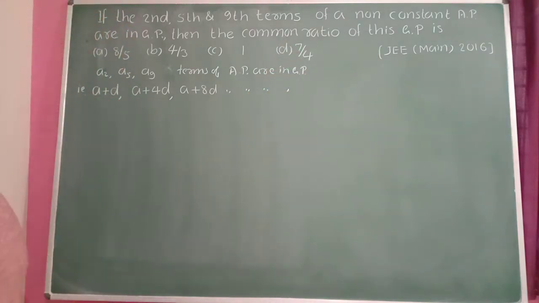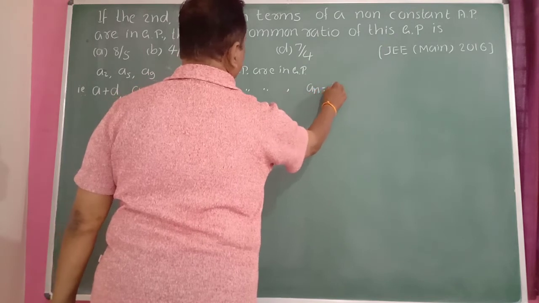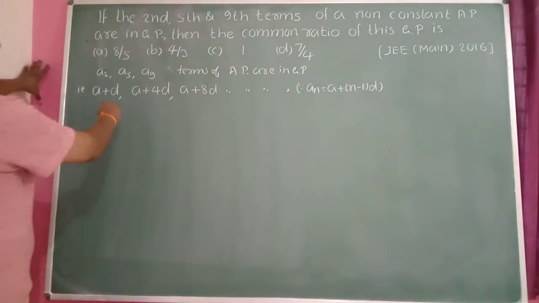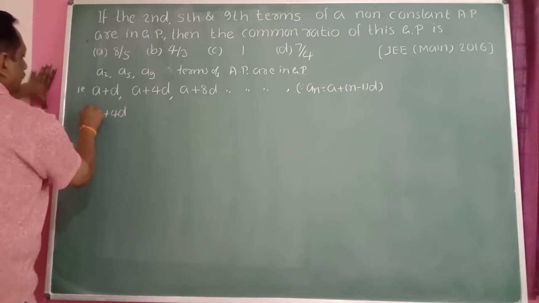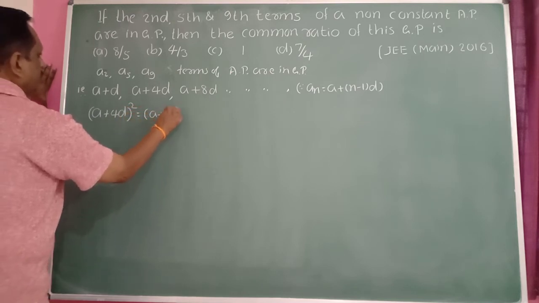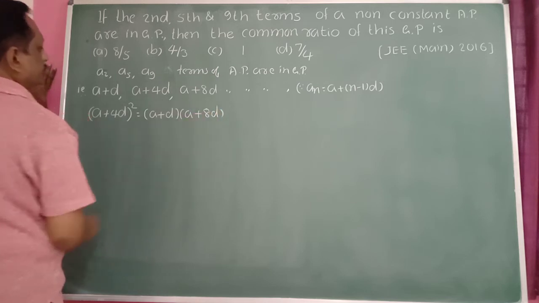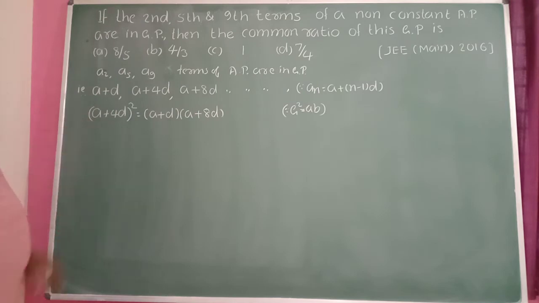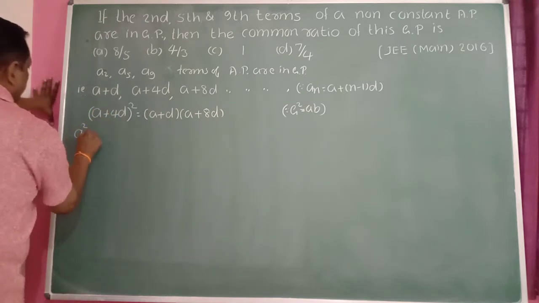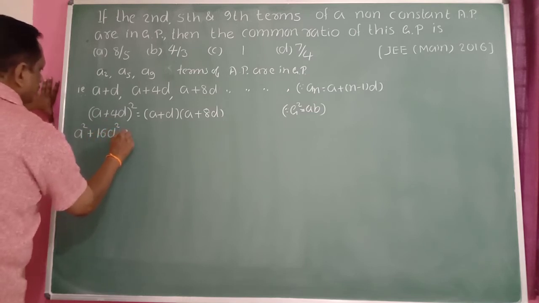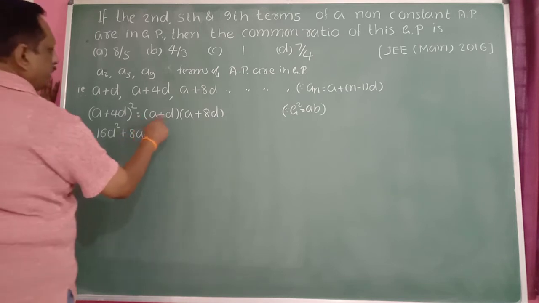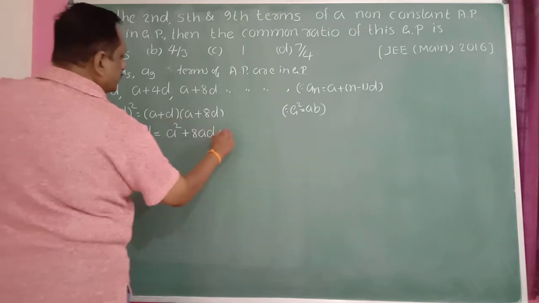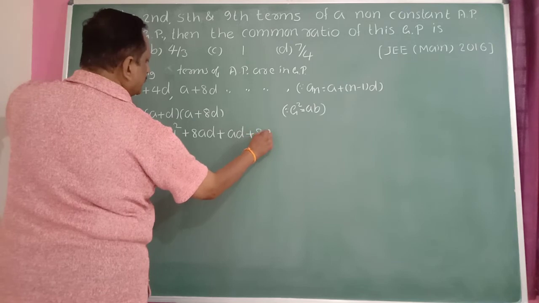The terms of the AP are in GP. Using the formula an = a + (n − 1)d, if these are in GP, then (a + 4d)² = (a + d)(a + 8d), because you know the formula G² = AB. Expanding: a² + 16d² + 8ad = a² + 8ad + ad + 8d².